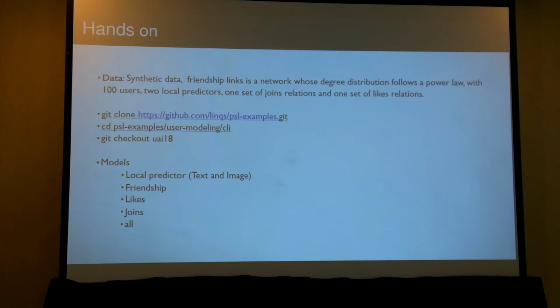So now it's hands-on. For the model that I described, I generated synthetic data. Unfortunately, I wanted to give you Facebook data, but I couldn't because of privacy issues. So I generated synthetic data to try it today. I'll ask you to go to this GitHub and then to this user modeling directory, the CLI. We want to try all of the models that we have already seen: the local predictor model, which is a prediction from the text and image of the user, the friendship links, the likes and joins, and then we will see what happens if we combine these models.